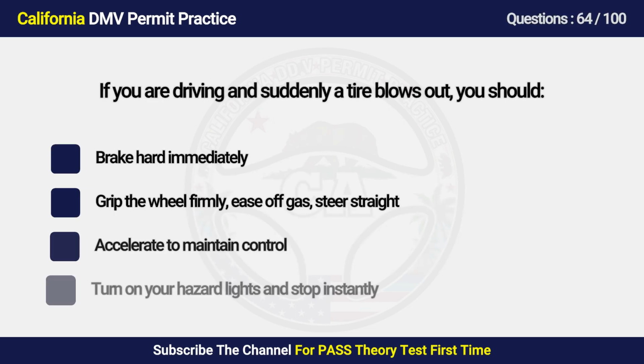Question 64. If you are driving and suddenly a tire blows out, you should A. Brake hard immediately. B. Grip the wheel firmly, ease off gas, steer straight. C. Accelerate to maintain control. D. Turn on your hazard lights and stop instantly.